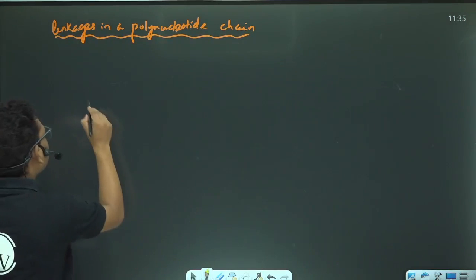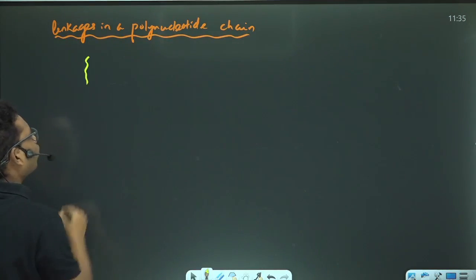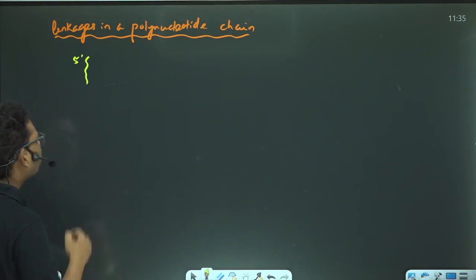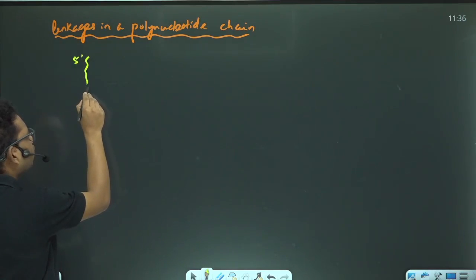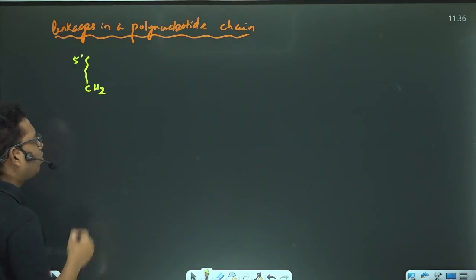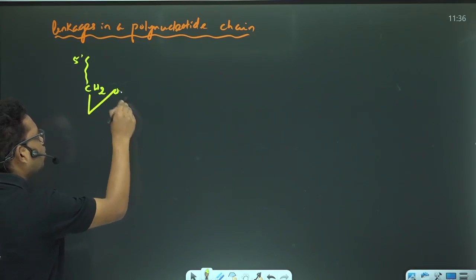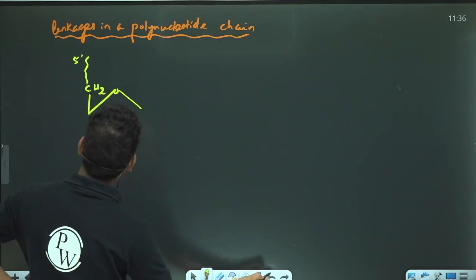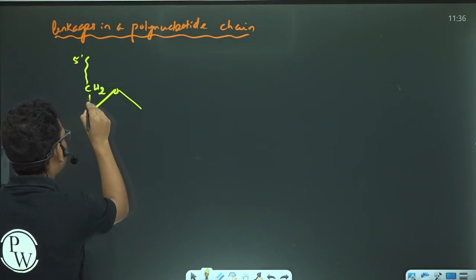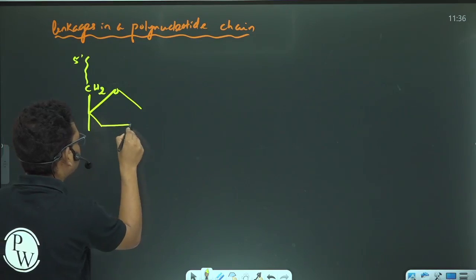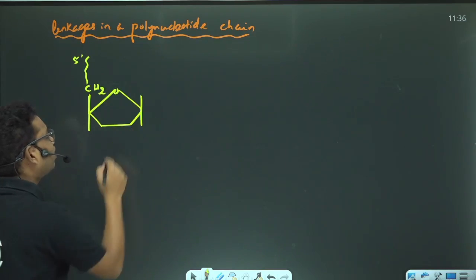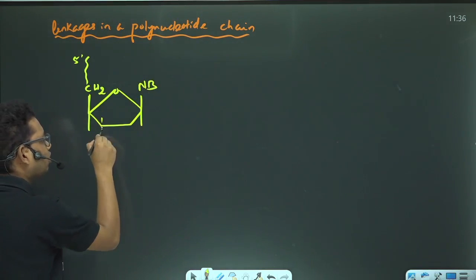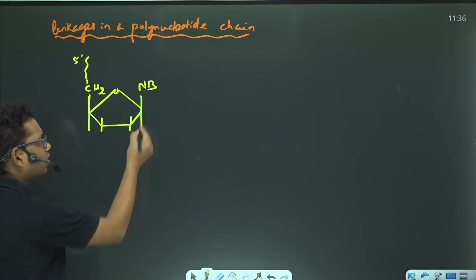Suppose this is a sequence, and suppose this is the 5 prime end. Let me draw over here. Suppose this is CH2, the 5 prime carbon, and this is the sugar, which may be ribose or deoxyribose. It does not matter. Here I will have the nitrogenous base. This is the sugar. This is the 3 prime carbon, this is the 2 prime carbon, this is the 1 prime carbon.